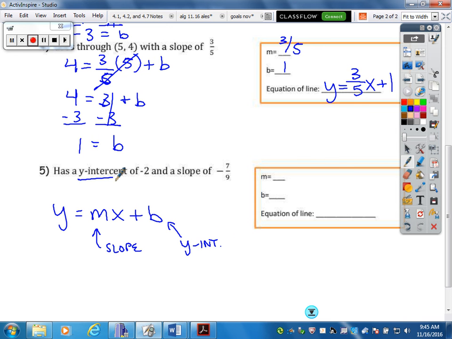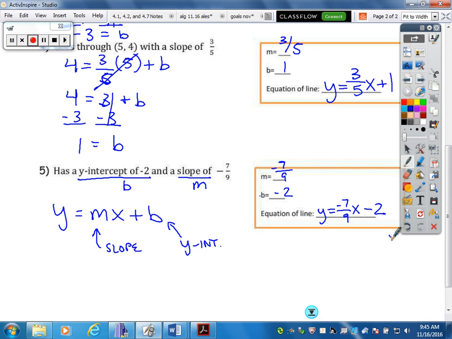So we've been told what the y-intercept is from the start. We know what b is. We've also been told the slope. Well, slope is our m, and those are the two pieces of information we need to write the equation of the line. So while this one looks more challenging from negatives and difficult fractions, it's actually going to be way faster than the other examples because you're given the information you need right away. M equals negative 7/9. B equals negative 2. So the equation of this line is y equals negative 7/9 x minus 2.